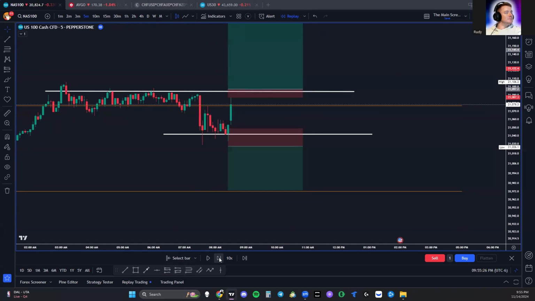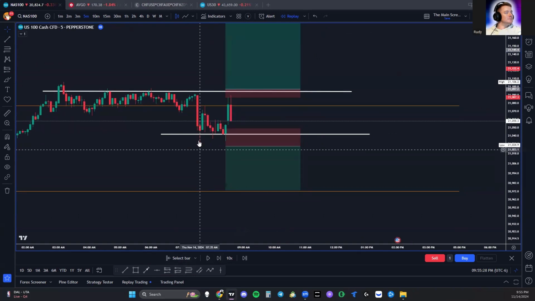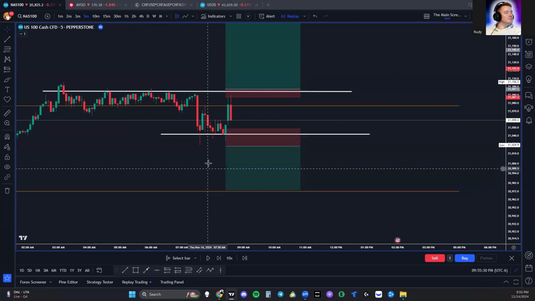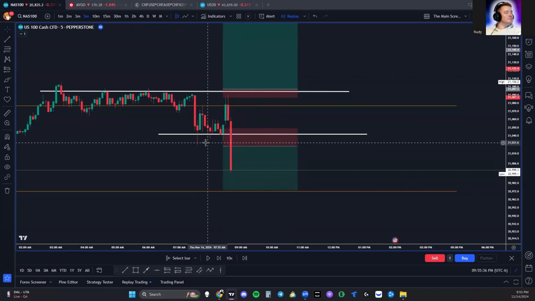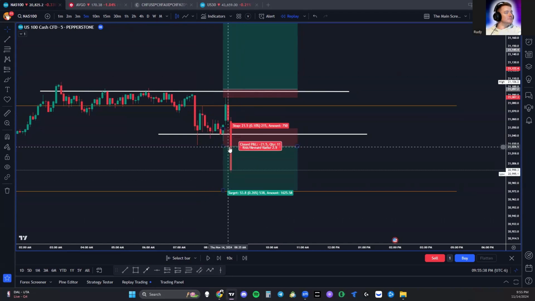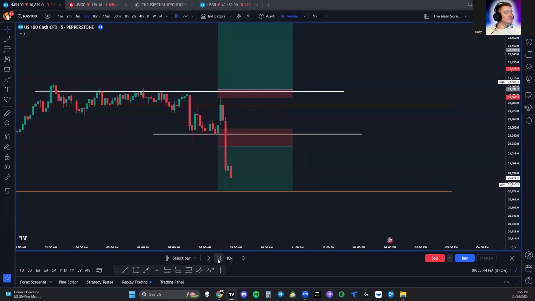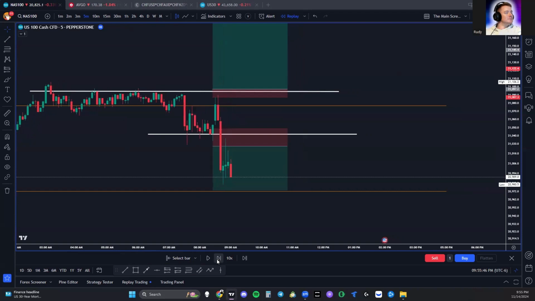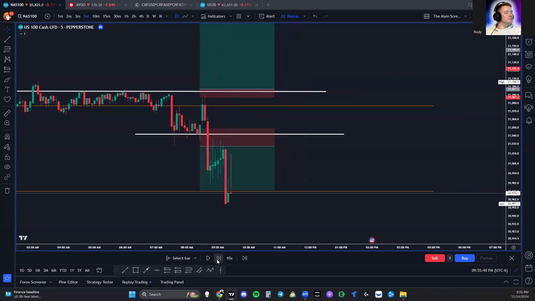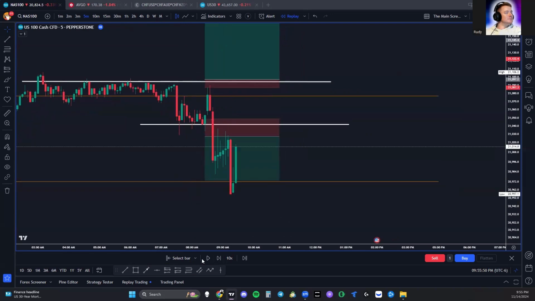I would not be in this trade. I would not be in it because it never broke this. And I remember watching this and I was like, okay, I'm going to get ready to get into buys. And then, oh, never mind. And then as soon as it broke this, I entered right here. That was a perfect entry, just right at that break of that low. And then as you can see, very simple, boom, full take profit hit.